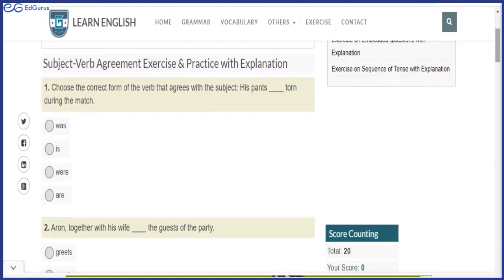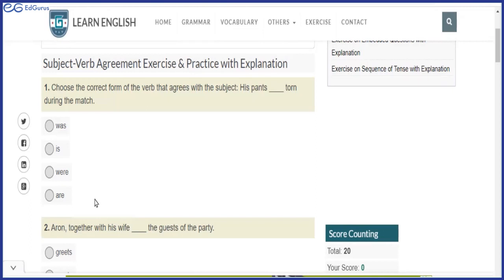All right? Yes. Choose the correct form of the verb that agrees with the subject. The question is clear? Yes, ma'am. Now you read the question. His pants dashed on during the match. And the options available are was, is, were, are. Was.